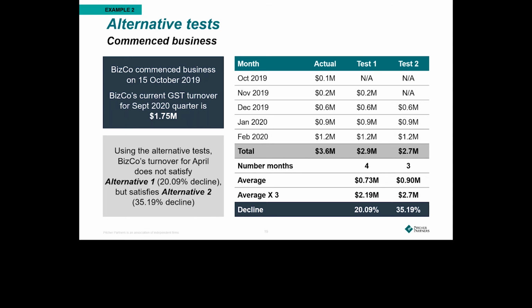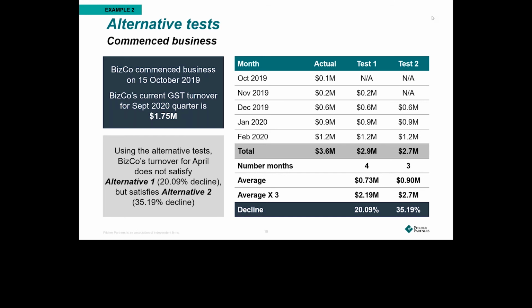If we take the first option available to us, BizCo would take the average of the turnover for November, December, January and February to arrive at an average monthly figure of $730,000. The month of October is excluded from the calculation because BizCo didn't operate its business for the whole month.